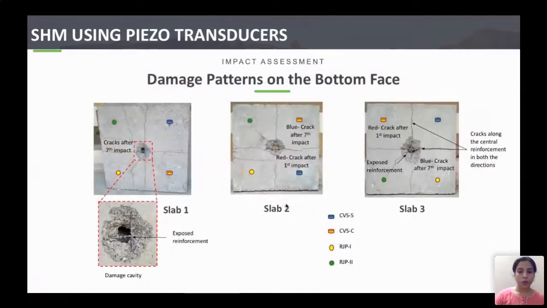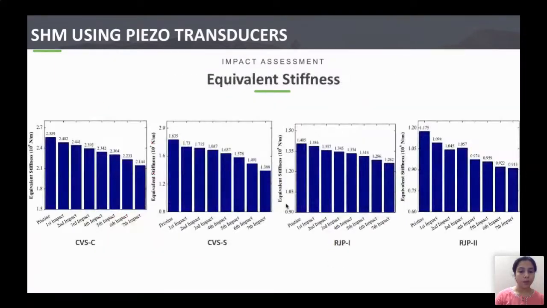And this figure shows you the damage after pictures of the slab after the last impact, the 7th impact, in which the material was lost. So all the 4 sensors were very successfully detecting the damage levels using the equivalent stiffness derived using the piezoelectric sensors.